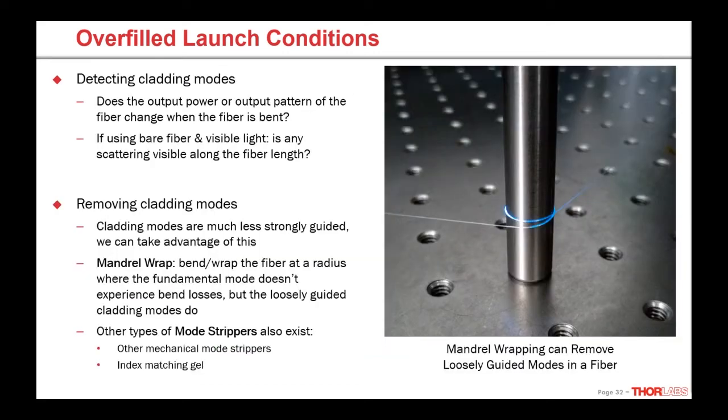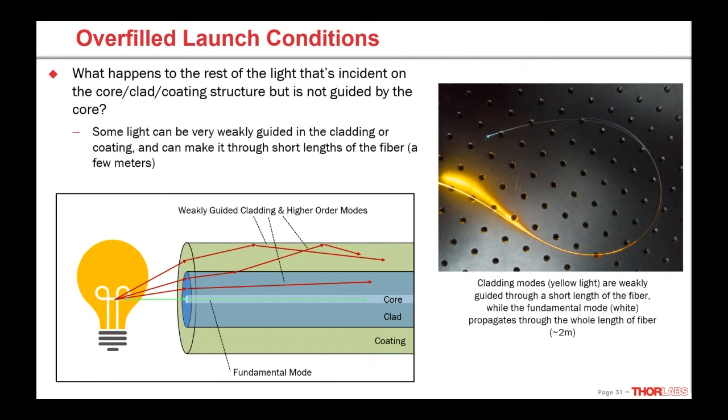Luckily, we can detect these and we can get rid of them. To detect cladding modes or coating modes, any kind of loosely guided mode that's not supposed to be there, the biggest thing we could take advantage of is they are loosely guided. So they're going to be much more sensitive to bending the fiber compared to the fundamental mode. So we can do things like, if we bend the fiber, do we see any light leak out? That's kind of what we're seeing in this example here.